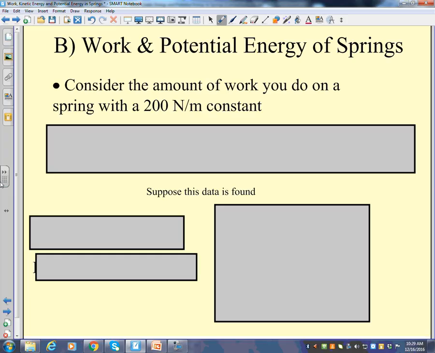Work and potential energy of springs. Okay, so now if you put that 6 kilogram mass on a spring, right, and then took it off, the spring would bounce back, right? So you are actually putting potential energy in that spring. So here's kind of the theory, whether you want to write this down or not, it's up to you. Consider the amount of work you do on a spring with a 200 Newton per meter constant.